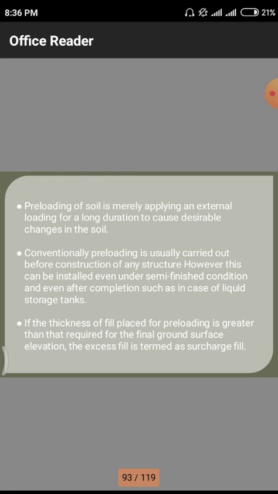Next one, preloading of soil is merely the application of external loading for a long duration, causing desirable changes in the soil. That means this preloading technique is normally used for a long span of time. Normally for densification we use rollers and other mechanical equipment for a short span of time, and we get a huge amount of consolidation in that period. That means we use 2 or 3 days simply to compact the soil, depending upon the area availability conditions.